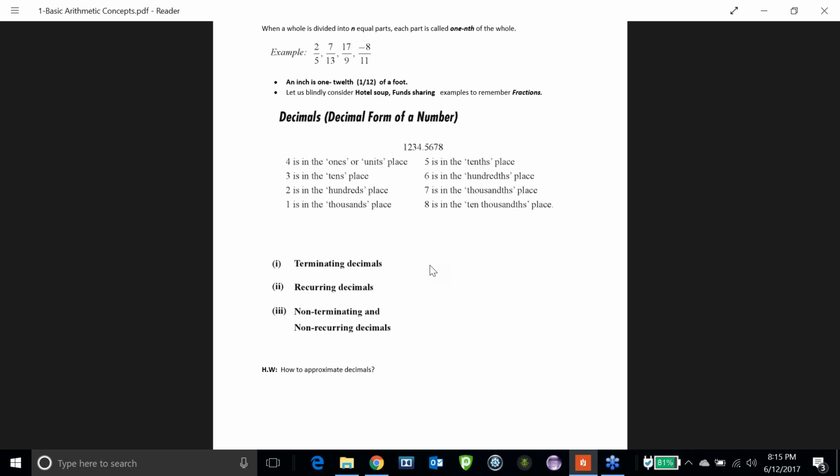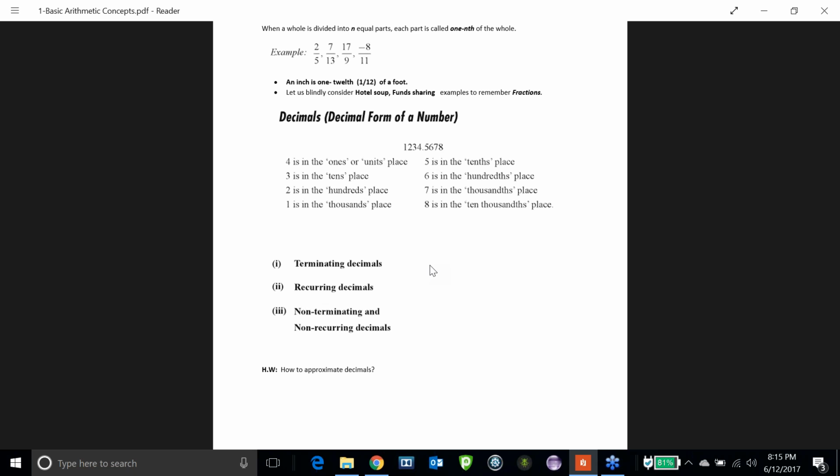And coming to the different types of decimals. There are three kinds of decimals. One is terminating decimal, recurring decimal, and non-terminating decimal. What is a terminating decimal? See, a terminating decimal is nothing but when you divide two numbers, you get a finite value. So when you divide 1 by 4, what is the result? 0.25. So 0.25 is a finite value. Those are called terminating decimals.